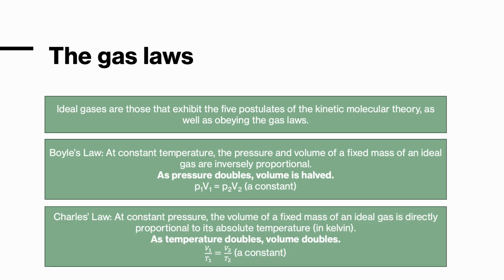V2. The second law is Charles's law, and this states that at constant pressure, the volume of a fixed mass of an ideal gas is directly proportional to its absolute temperature in Kelvin. This means that as temperature doubles, volume doubles. And this means that volume divided by temperature gives a constant, or V1 divided by T1 equals volume 2 divided by temperature 2.